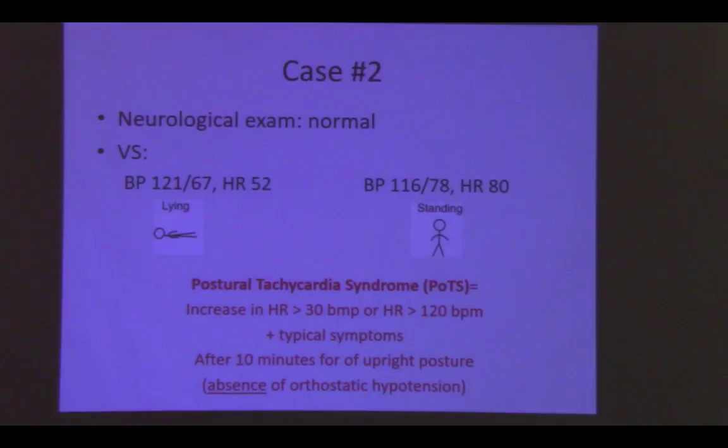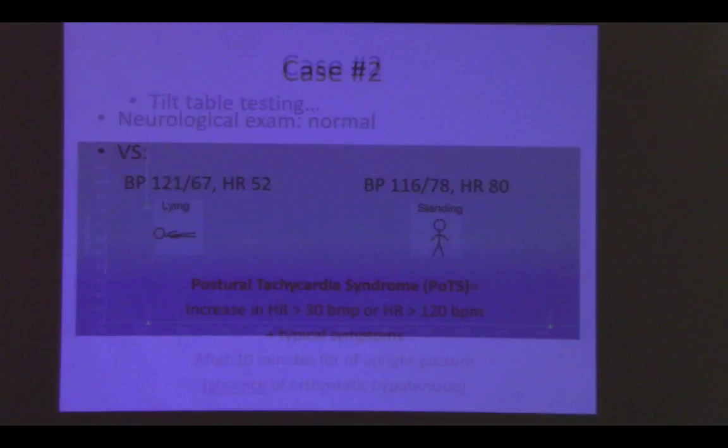Postural tachycardia syndrome is defined when a heart rate increases over 30 beats per minute after about 10 minutes of being upright. And this typically should be accompanied by reproduction of the symptoms that occur for that individual on the daily basis of their upright activities.